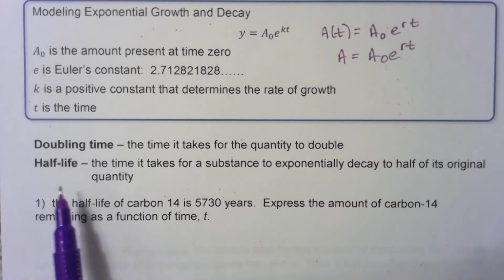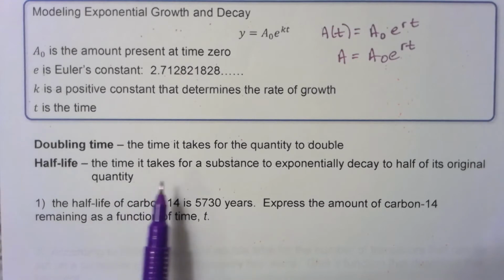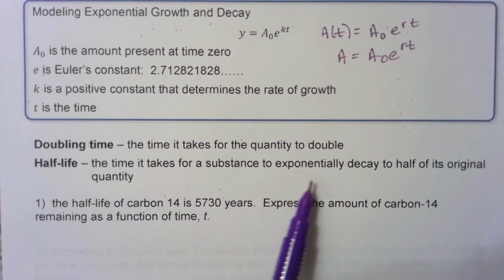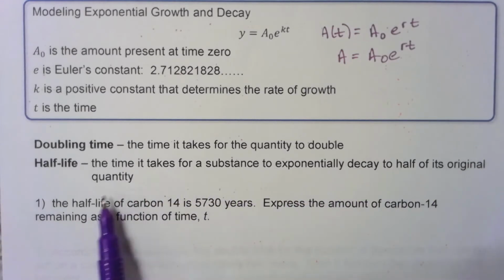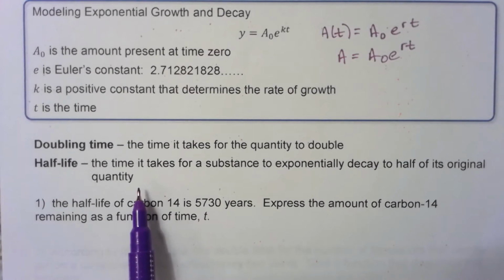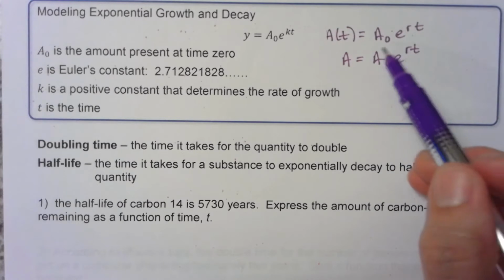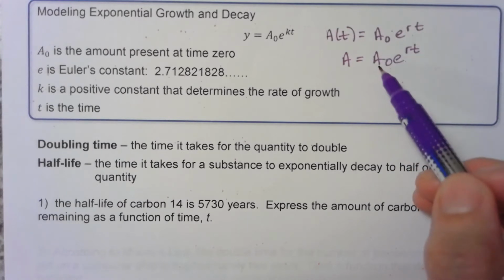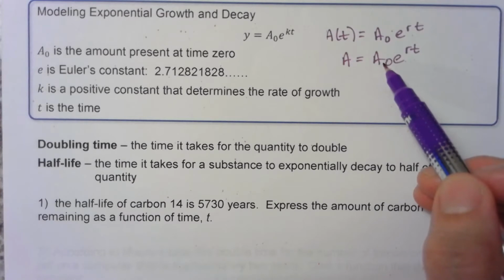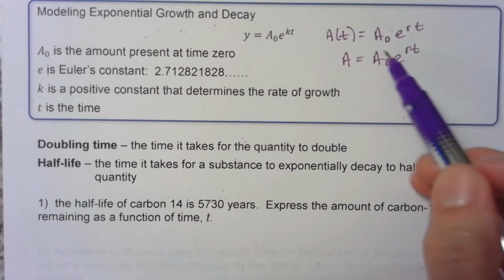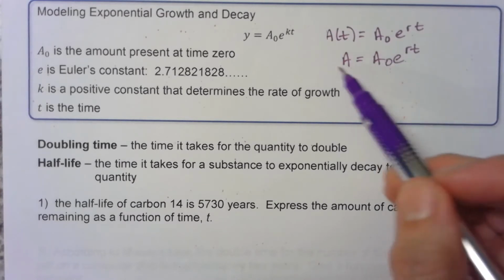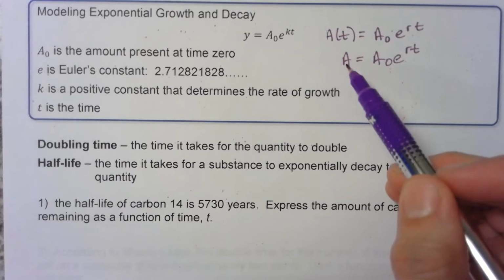Okay, so what is half-life? Half-life is the time it takes for a substance to exponentially decay to half of its original quantity. So if we talk about half-life, let's say our original amount was 1 gram. Well, for the half-life, that means half of it will decay. So the original amount is 1, but the final amount would just be 1/2 or 0.5.